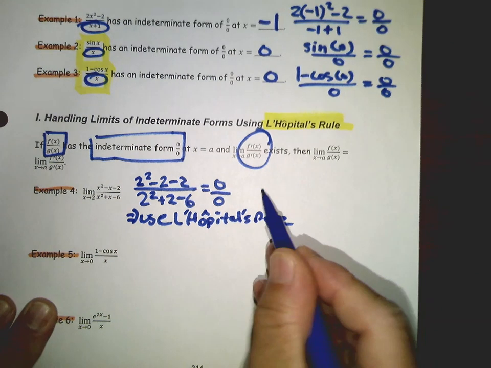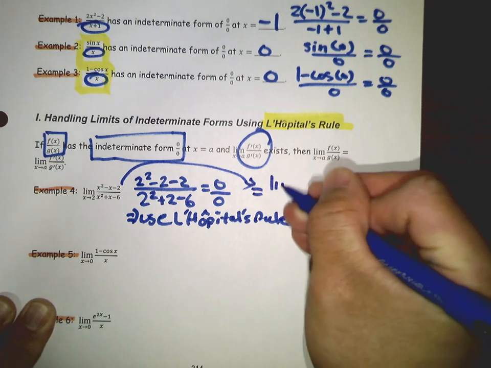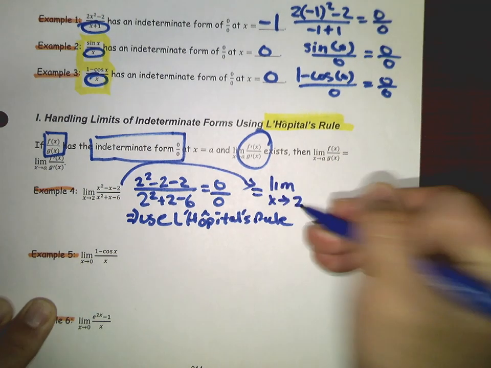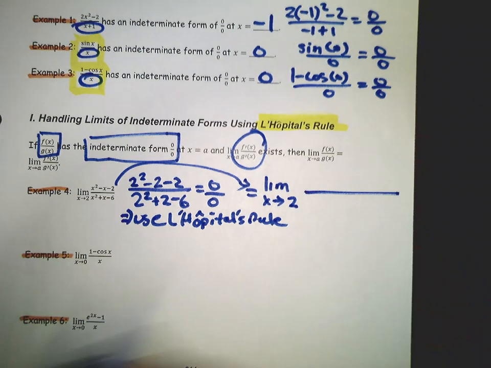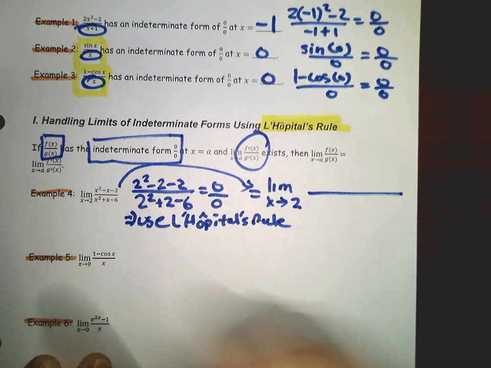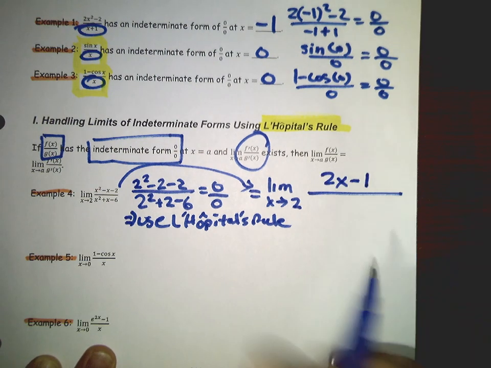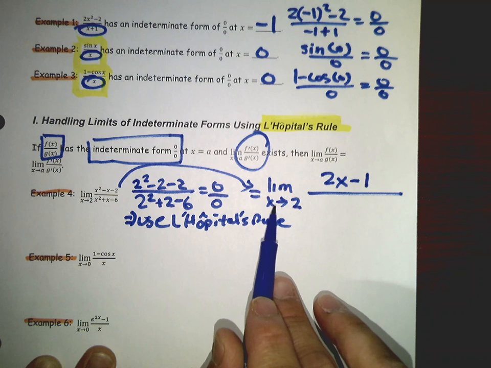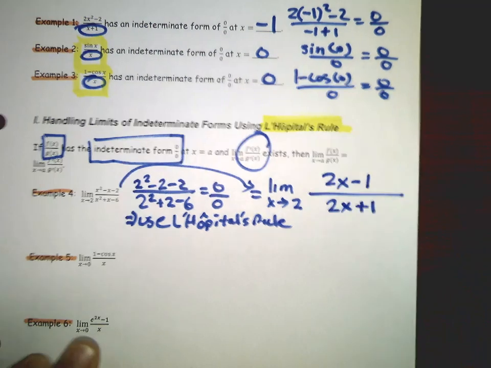So that means this limit is equal to the limit as x approaches 2 of, now let's go ahead and find the derivative of the numerator. The derivative of x squared minus x minus 2 is 2x minus 1, and then the derivative of the denominator is 2x plus 1.